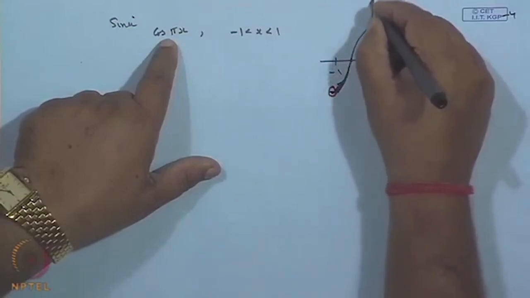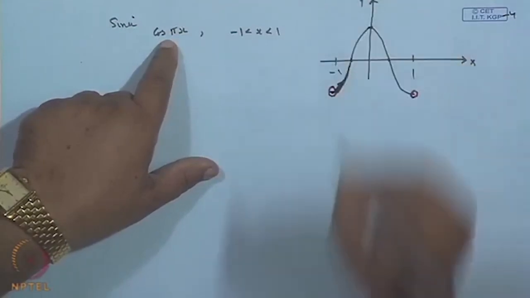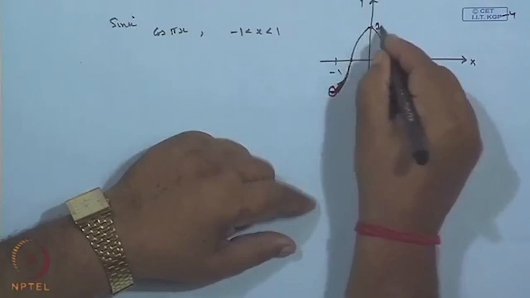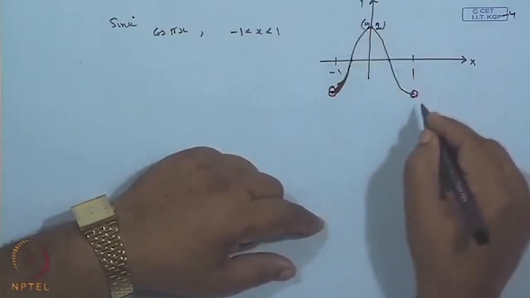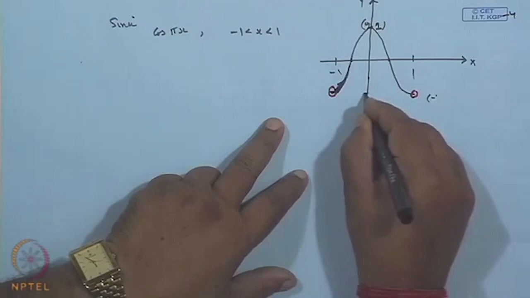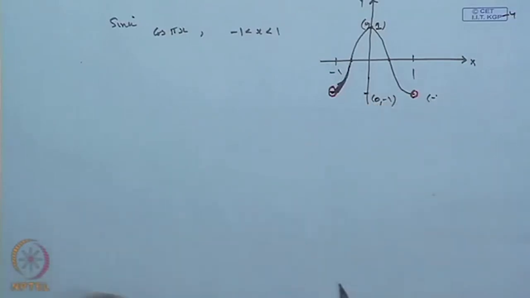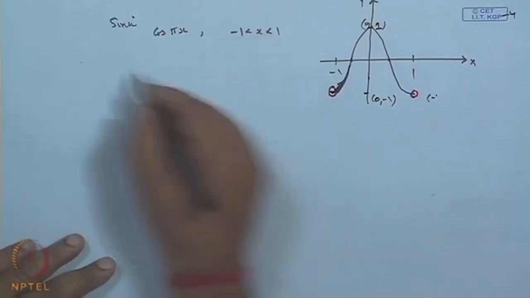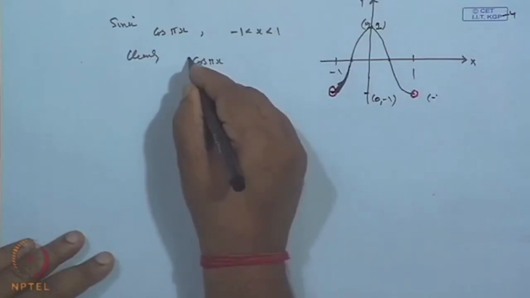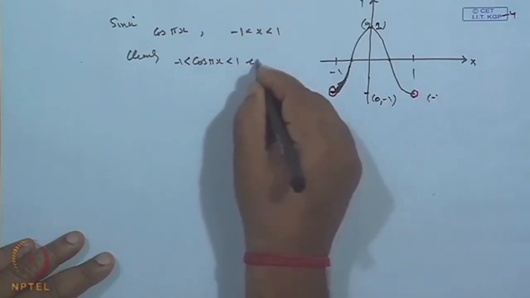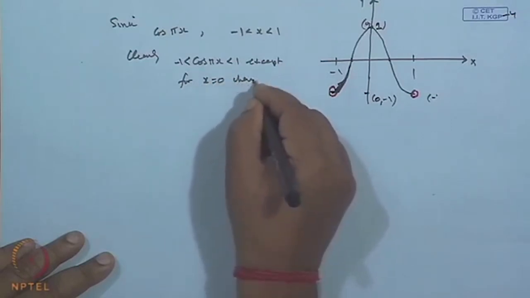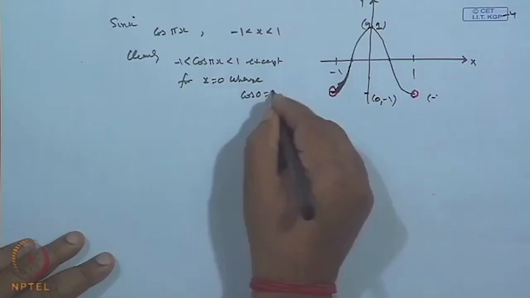So this is the graph of this function, x and this y. So the value of this is 1. Okay, x, y is (1, 0), (1, 0)... in this is the point (0, 1), and here this point is, say, minus 1, here this point is (0, -1). So cosine of pi x for this function clearly always lies between minus 1 to plus 1, except for x equal to 0, where the value cosine 0 is 1.